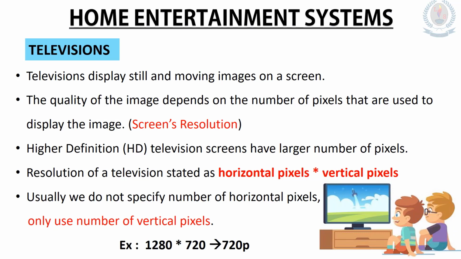High definition, or we better known as HD. HD television screens contain a larger number of pixels, which means that they have a higher resolution than standard definition televisions. Usually, the resolution of a television screen in pixels is stated as horizontal pixels into vertical pixels. But television manufacturers normally do not specify the number of horizontal pixels. They only display the number of vertical pixels.